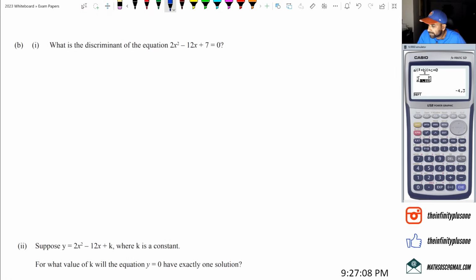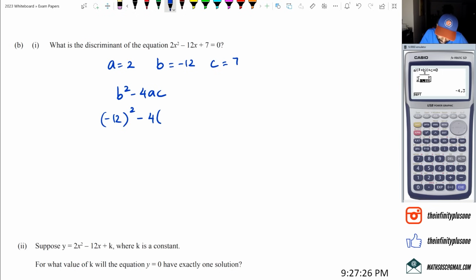So next question, one of my favorites, find the discriminant. We've got a equal to 2, b equals minus 12, and c equal to 7. So the discriminant is b squared minus 4ac. So we've got negative 12 squared minus 4 times 2 times 7. I think I need to work it out on the calculator, just being lazy. 144 take away 56 is 88. So a discriminant of 88. A correct discriminant of 88 gets you an achieved.